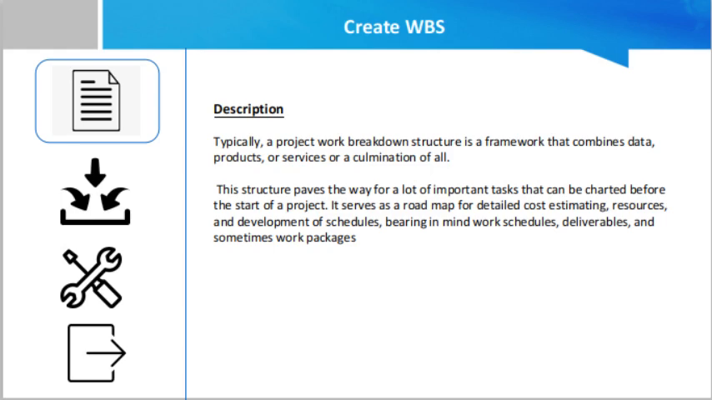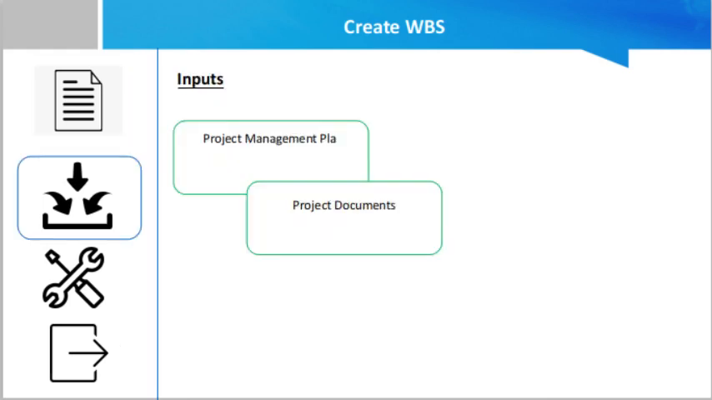For example, the WBS clearly defines the scope in chunks that can be managed by several levels of people at the projected time. Now, the first input for this process is the project management plan. One of the major components of the project management plan is the scope management plan.